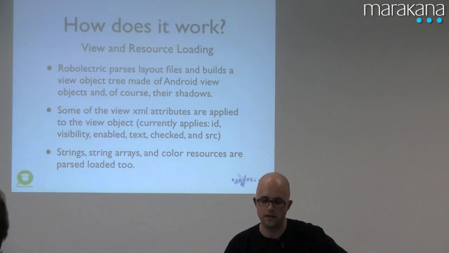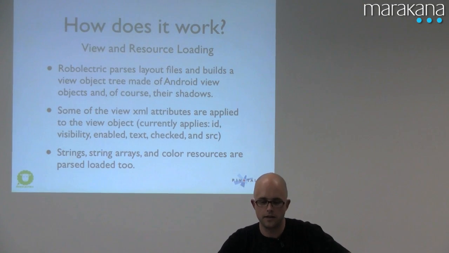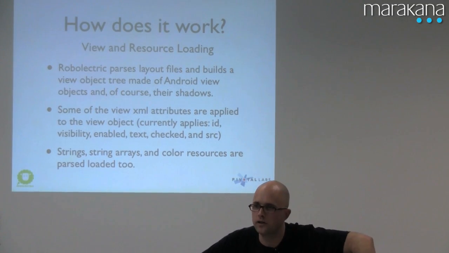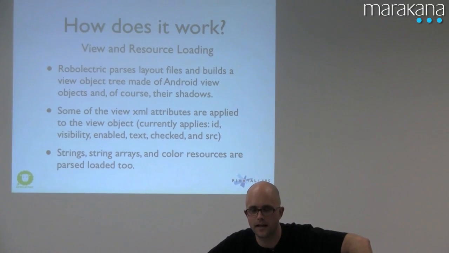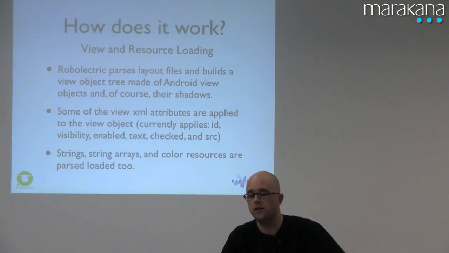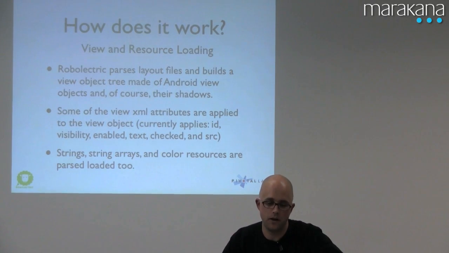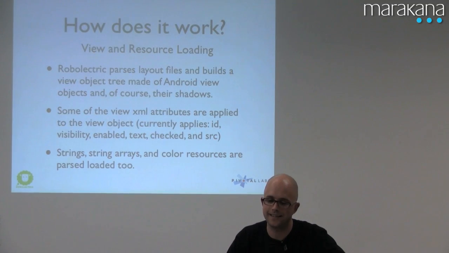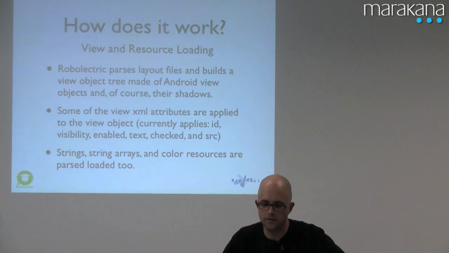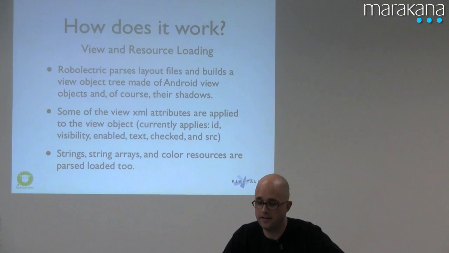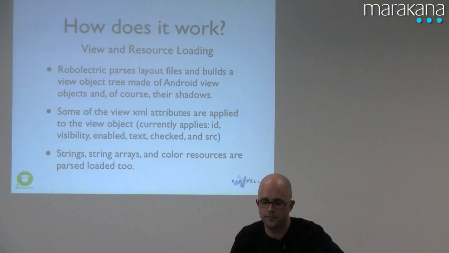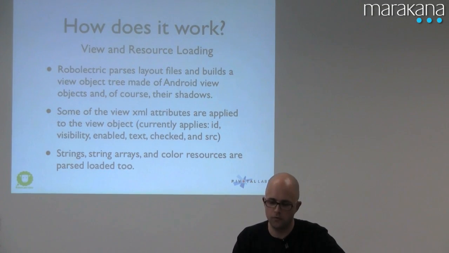So some of the view XML attributes are applied to the view object. We only implement just a few of the XML attributes that get applied to the objects, and we only built them on an as-needed basis, and these are the ones that we've come up with so far. So ID, visibility, enabled, text, checked, and source for image views. And this has taken us a long way. We're able to test a lot of our code. These are what we feel is important when we're writing our app. We'll come to an example where this will make more sense.